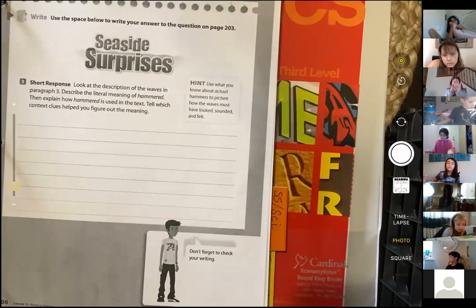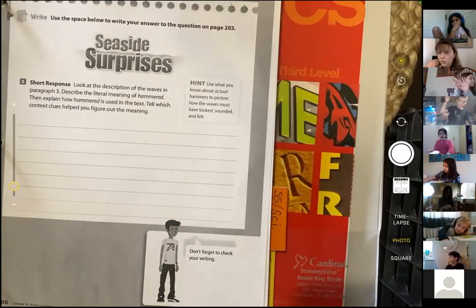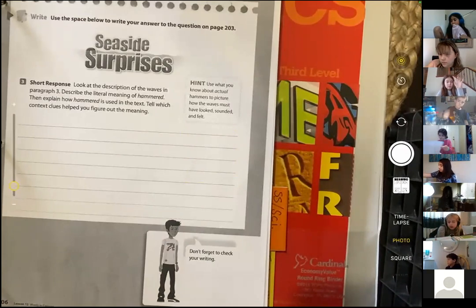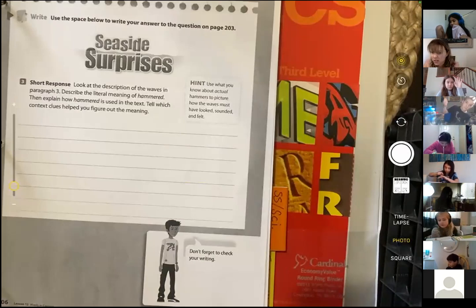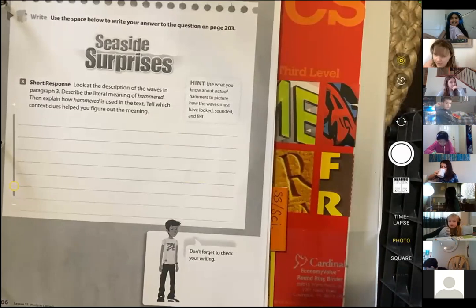I think hammered means like crashed onto the shore. But what if you looked up the word hammered in a dictionary? What do you think it would be talking about? Like you're hammering a nail into a piece of wood or something. Yeah, like using an actual hammer, using a tool. Is the story saying that the waves had hammers in their hands and they were nailing things into the shore? No, that would be ridiculous, right? So it's like Ellie said.